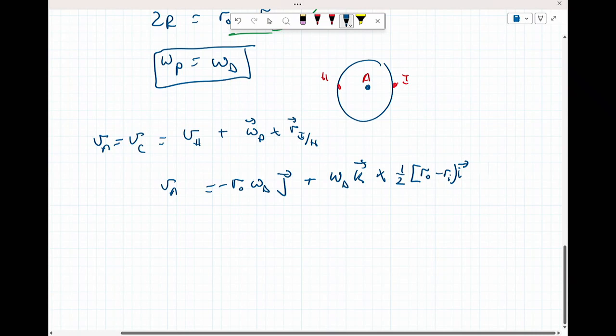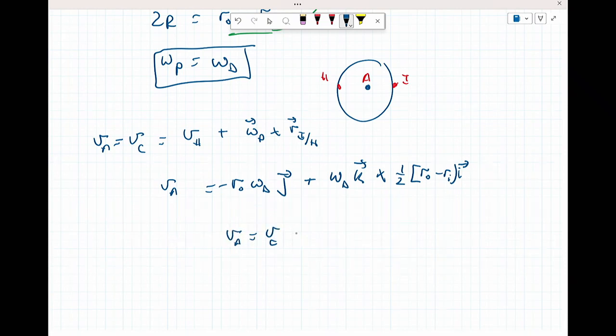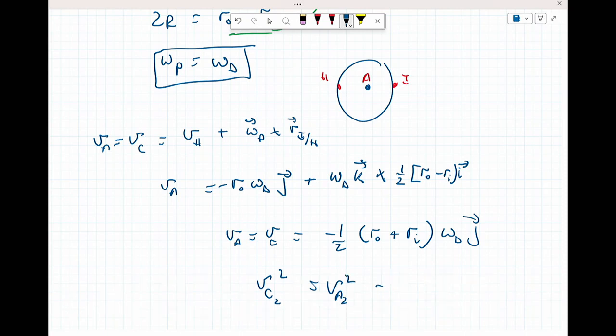So it's going to be the same thing. It's just going to be half. Everything sort of works out. Velocity A equals velocity of the crate, which equals minus 1/2 (r naught plus r I) omega d j. So v c squared equals v A squared, which equals 1/4 (r naught plus r I) squared omega d squared.